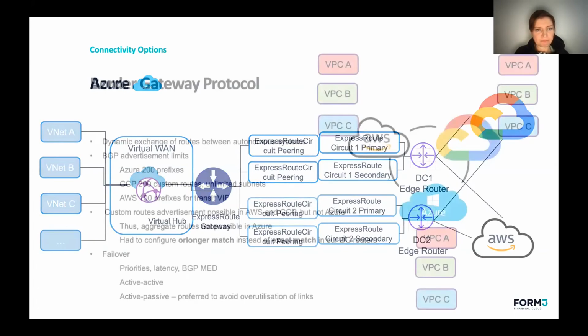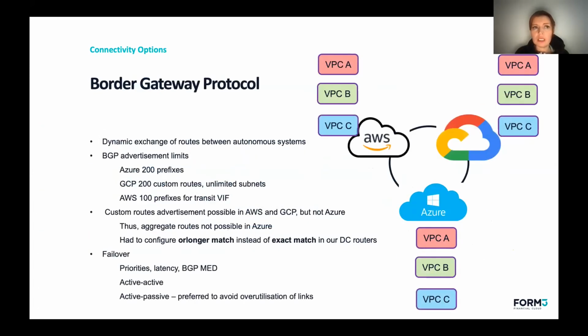And for routing, we use Border Gateway Protocol. This is basically a protocol to exchange routes dynamically. We need to take into account different BGP configurations and limits in each of the clouds. Each cloud supports slightly different limits for allowed prefixes to be advertised.